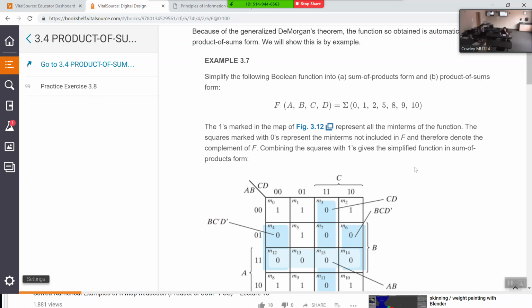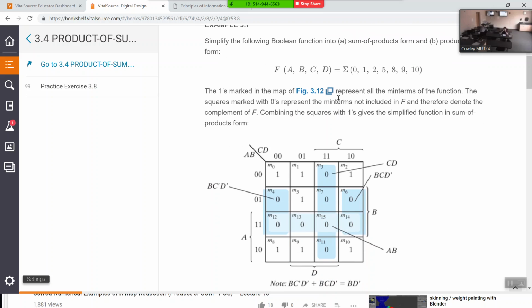Now, just in general on this, when we look at this, it says simplify the following Boolean function in the sum of products form and product of sums form. Remember the 0, 1, 2, 5, 8, 9, 10 refer to the individual squares. So 0 is m sub 0, which we put a 1. m1 is 1. m5 is 1. m8 is 1. m9 is 1. m10 is 1. And all the rest are zeros.